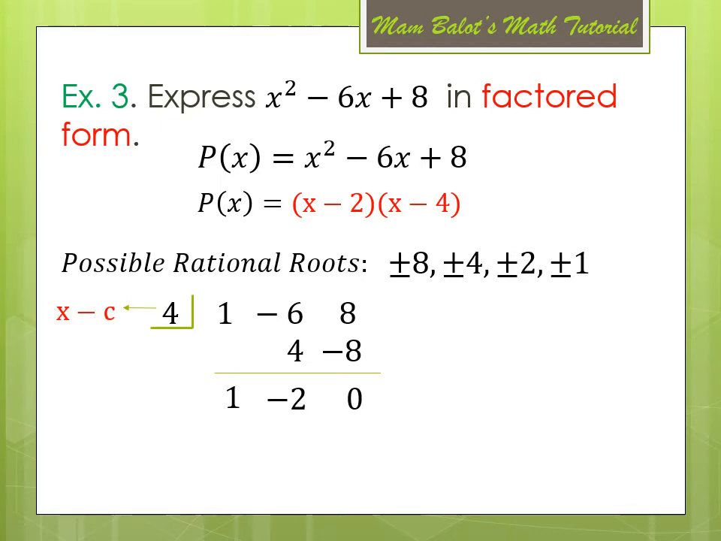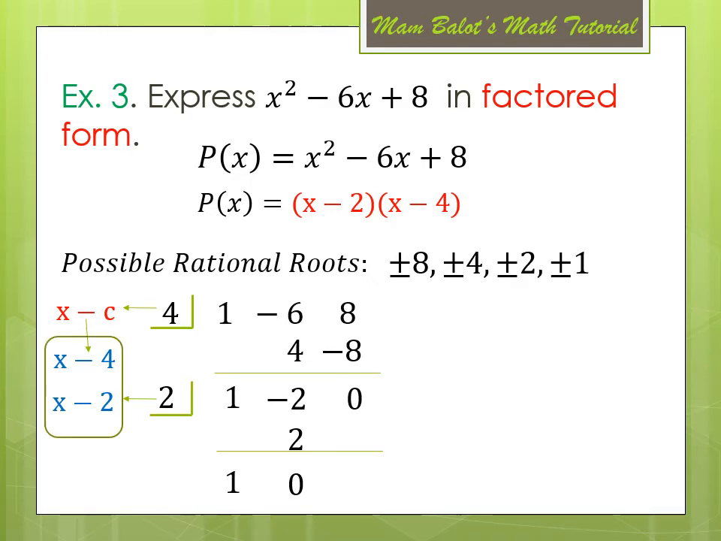If we try to get back to a factored form, which is x minus c, that would be x minus 4. Another one is if we try 2, bring down 1 times 2, so we get 2, and negative 2 plus 2 is 0. Which means 2 is also a root of this function. If we transform it in a factored form, that would become x minus 2. So that is why x minus 2 and x minus 4 are the factors of this polynomial function.